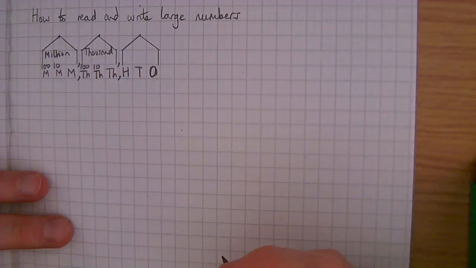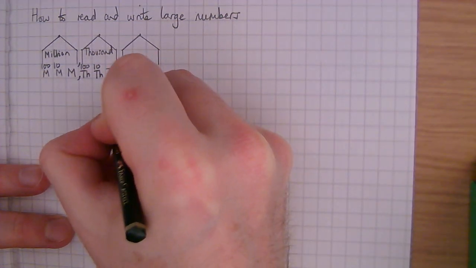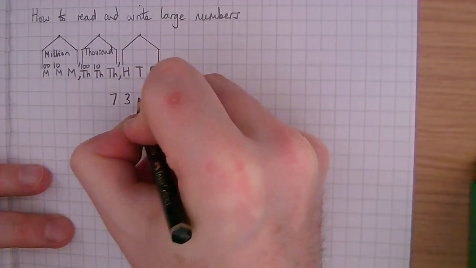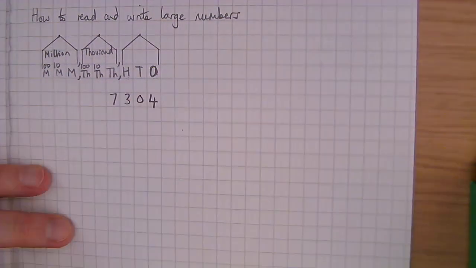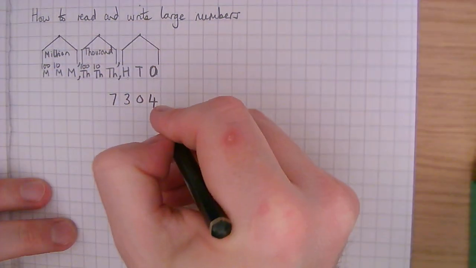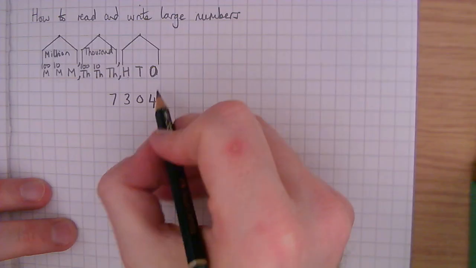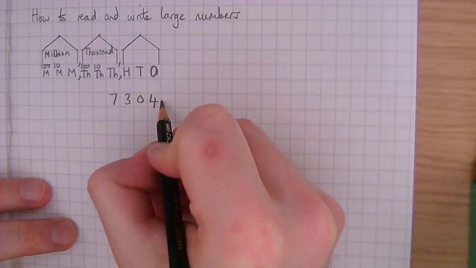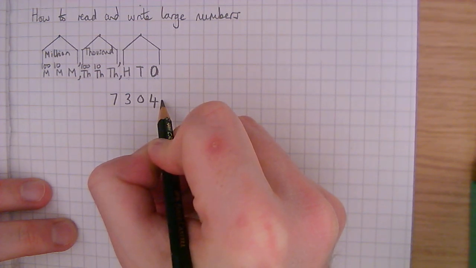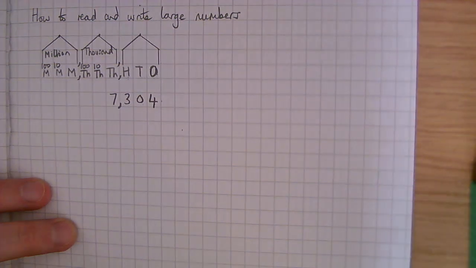So let's have a look at an example. Let's look at this one here. So the first thing you need to do is put in the comma. So the comma always comes after three digits. So we start off with where the decimal point is, which would be after the ones, to the right of the ones, and we count 1, 2, 3. So once we put a comma in, it makes life easier.